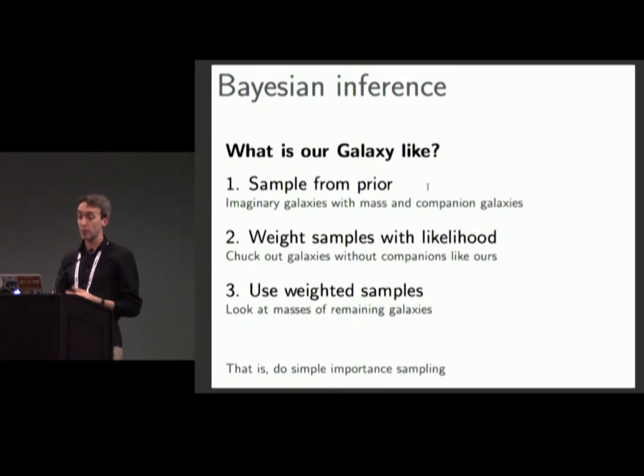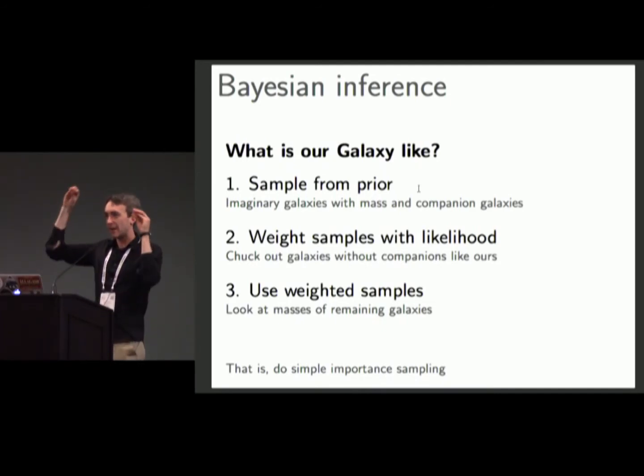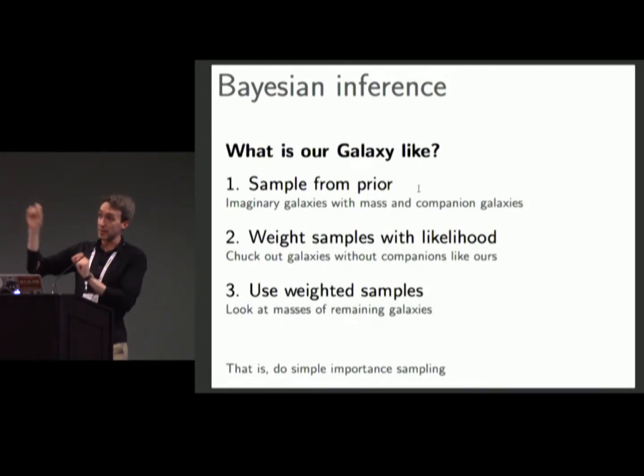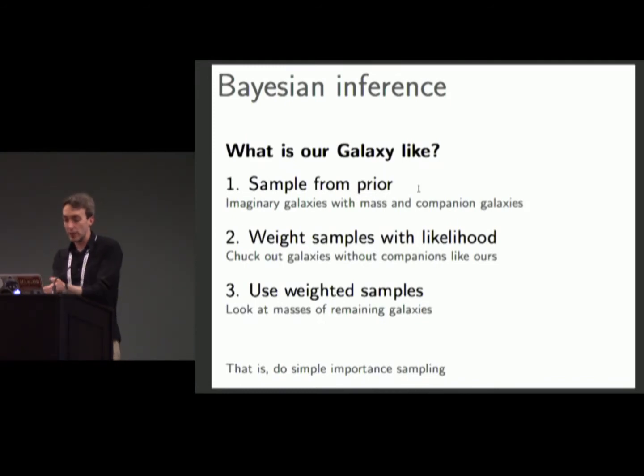They said, we've got a bunch of samples from the prior, that's step one of importance sampling. We're going to look at how much they're like the Milky Way. So we're going to attach a likelihood. If the simulated galaxy doesn't have two large companions orbiting around it, it's obviously not like the Milky Way, so we'll give it a weight of 0 and ignore it. And if it does have two companions, and they're moving at similar speeds to ours, and they're similar distances away, then it might be like the Milky Way, and so we'll give it a large weight. And then we'll look at the weighted samples.